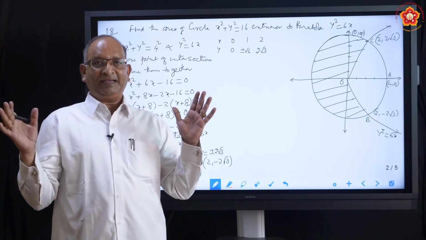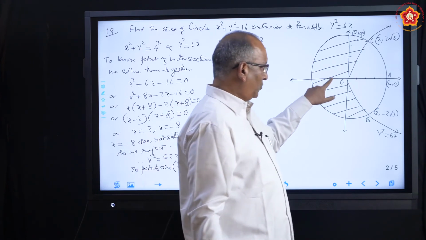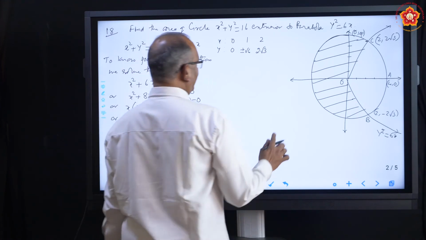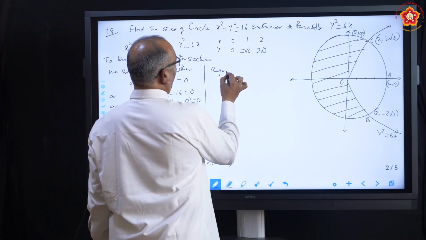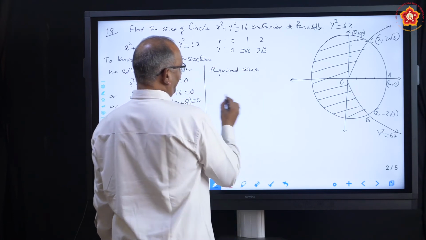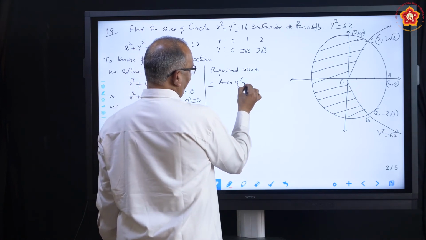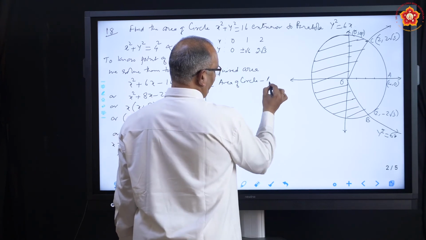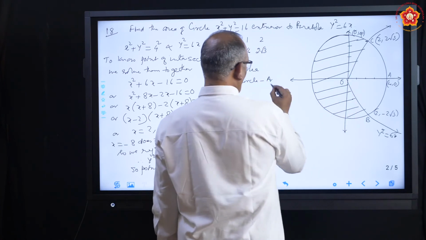You take the entire circle and remove this part. Which part? OBAC you remove. So we can say required area equal to area of circle minus area OBACO.